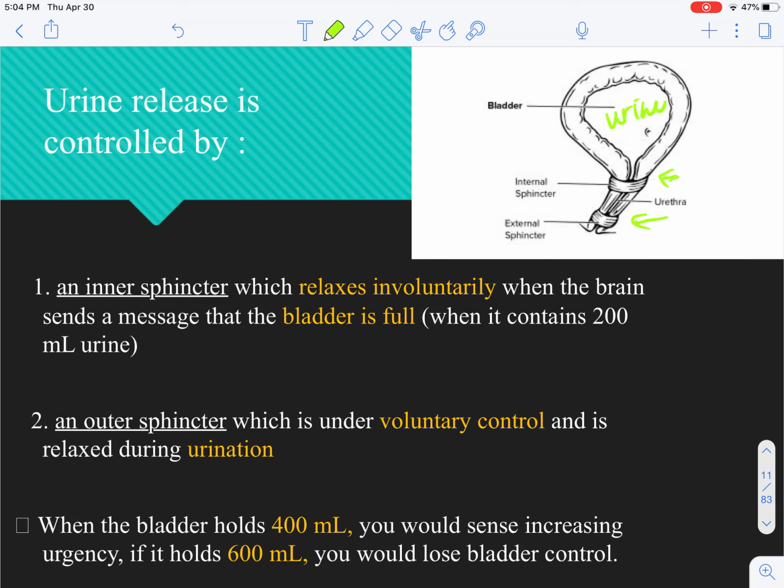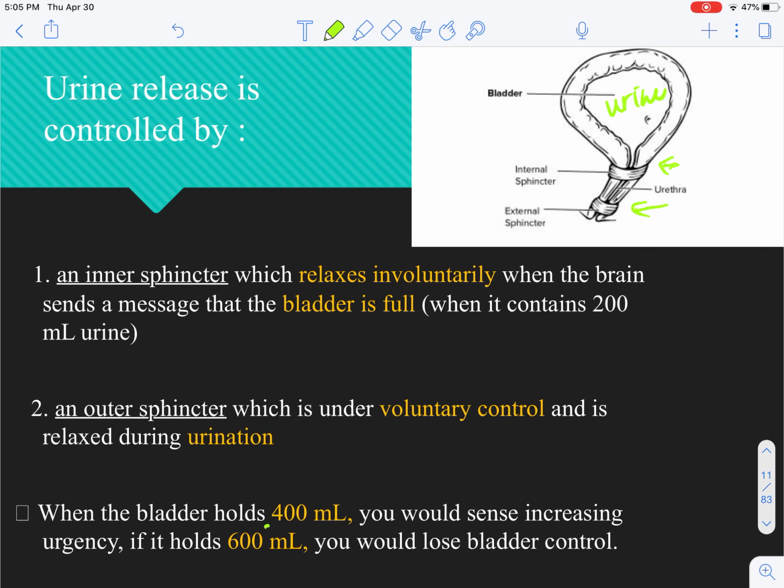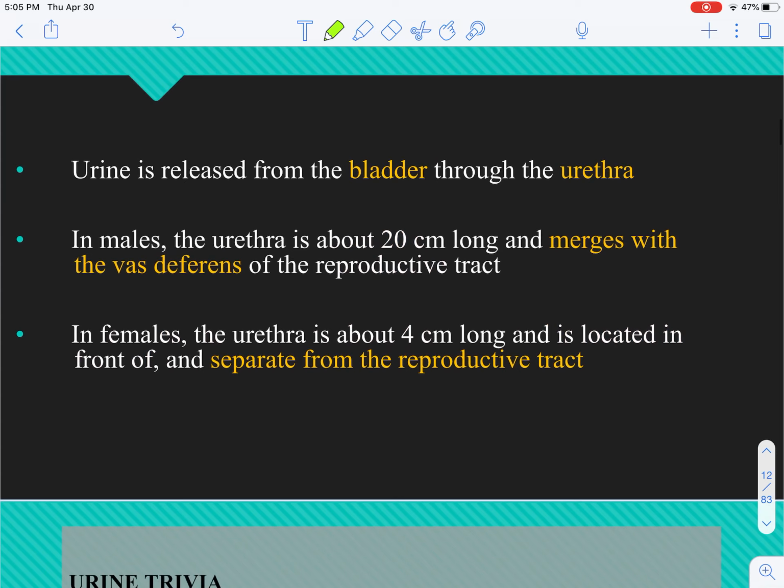The sphincters are rings of muscle that will control the elimination of the urine that's in the bladder. If it gets filled, for example, with 400 mils of urine, you might have a relaxing of the internal sphincter, giving you that sensation of needing to relieve your bladder or urinate. The external sphincter is one that you are more in control of. But if you exceed 600 milliliters and you still have not relieved your bladder, you may lose control of that external sphincter.